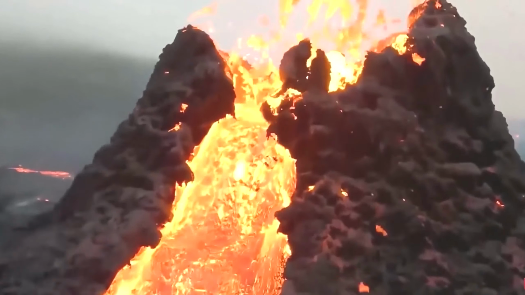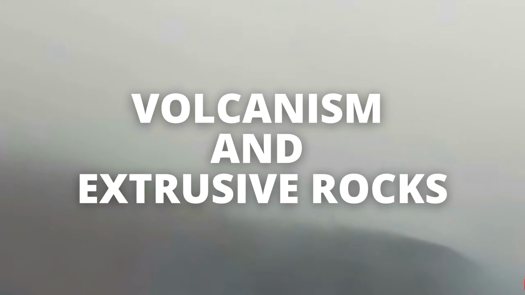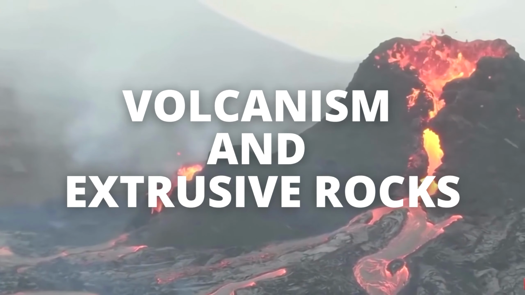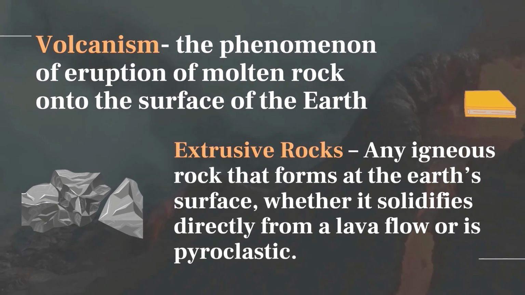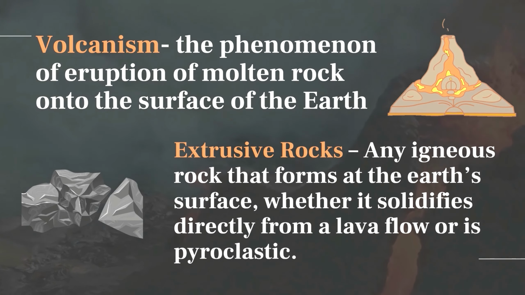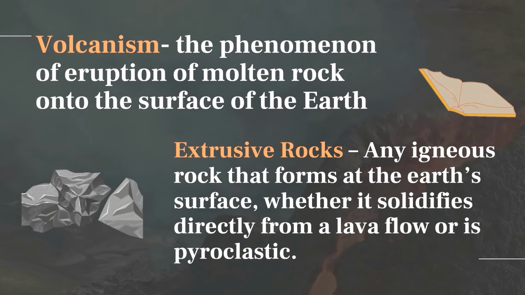Let's talk about volcanism and extrusive rocks. Volcanism is the phenomenon of eruption of molten rock onto the surface of the earth, and extrusive rocks are any igneous rock that forms at the earth's surface, whether it solidifies directly from a lava flow or is pyroclastic.